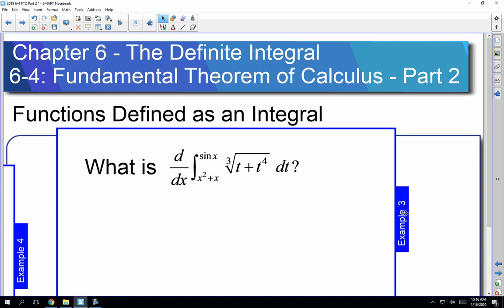I'll let you go ahead and write this down first. d dx of the integral from x squared plus x to sine of x of the cube root of t plus 2 to the 4th dt.